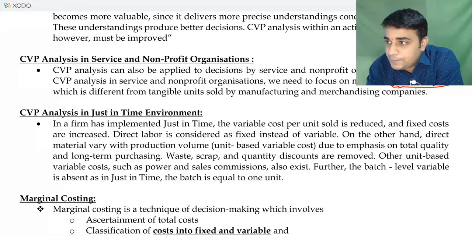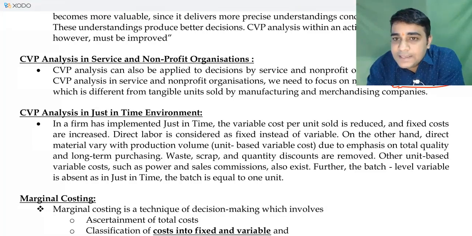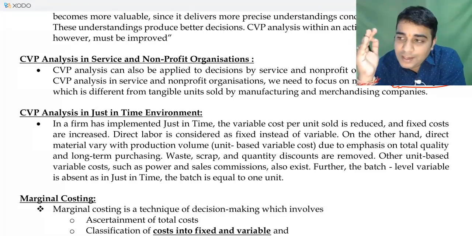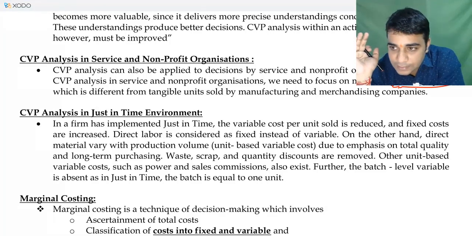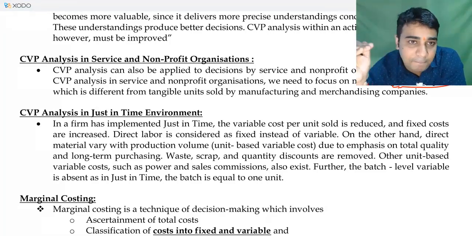Just-in-time is a concept which you will learn, I think, in chapter 2 or 3. What just-in-time basically says is, we should try to manufacture the product in line with the customer demand. So the moment the product is manufactured, it is sold to the customer. That's called just-in-time production. There's also just-in-time purchase.